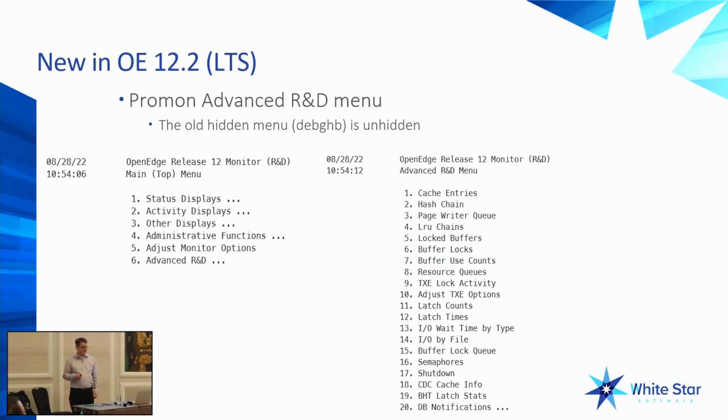And finally, the old hidden menu in Promon, the this menu is not here menu, which you may know about, option 6, that you need to type a secret password to access. It's now unhidden. It's menu 6 in R&D. It's called Advanced R&D, and it's got all the same options that we know about. Most of these are pretty esoteric if you've never seen these before, but there are some that are useful. The resource queues, number 8, and it's now number 12, 11, the latch counts. Those can be very useful if you're investigating problems.